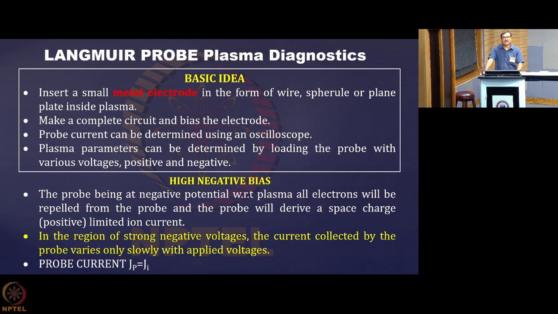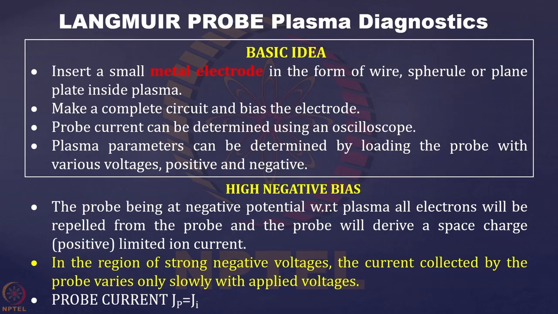When you apply a high negative bias, the probe is at negative potential with respect to the plasma, so electrons will be repelled from the probe, and the probe will draw a positive space charge limited ion current. Okay. So what is this space charge limited current? If you have already read the Child-Langmuir law, the three-halves power law, the VI relationship follows that.